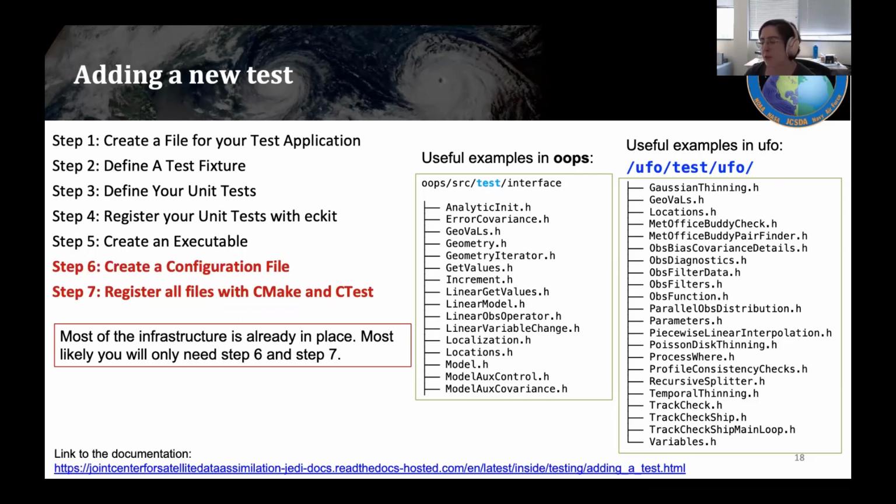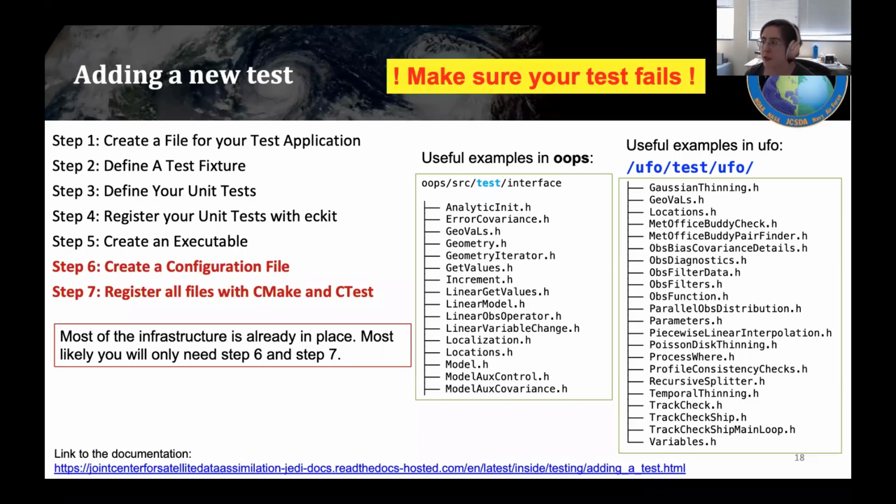I know that it may be a bit complicated. So I really recommend, if you want to understand this more deeply, refer to all the examples that we have in the OOPS or UFO repositories, looking at the header files, looking at the executables, and then the YAML files, and look at the test CMakeLists.txt. This will all help you understand the process even better.